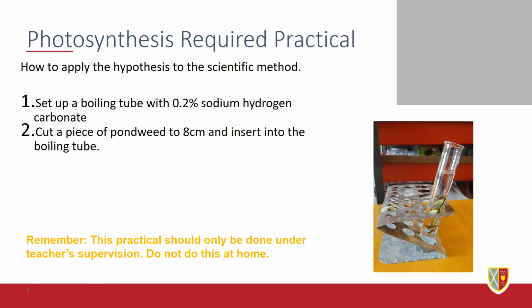It doesn't have to be 8 centimeters. 8 centimeters is a number that we've put in here. However, if they're all at 8 centimeters, then they're being controlled. The size of the piece of pondweed, the length, and therefore the surface area of the leaves is being controlled. And we insert it into the boiling tube, ideally with the cut end up over.